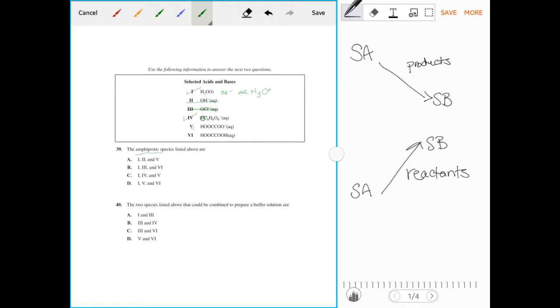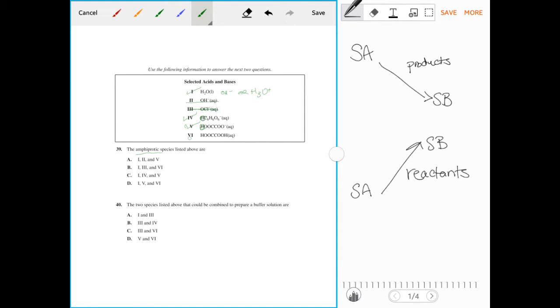When we take a look at number 5, we see that it has a negative charge, therefore it can be a proton donor or proton acceptor. And then this hydrogen means that it can also be a proton donor. So we have that one checked off as well.